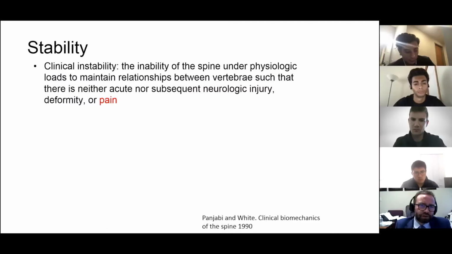What constitutes clinical stability or clinical instability of a spine are Punjabi and White. Punjabi and White, a biomechanical engineer and also a surgeon, put forth an important book, Clinical Biomechanics of the Spine. The first edition was 1978 or 79. The second one was 1990.